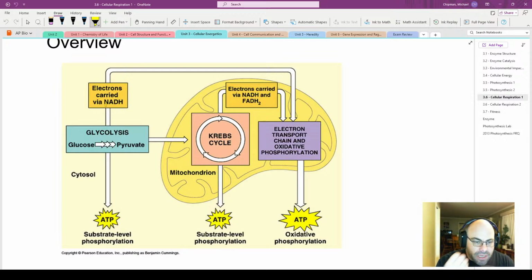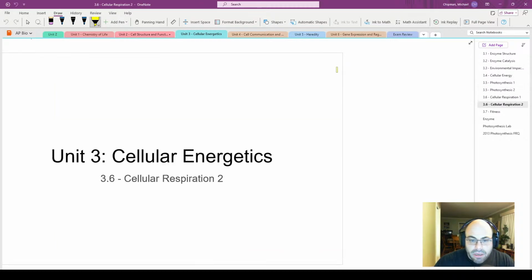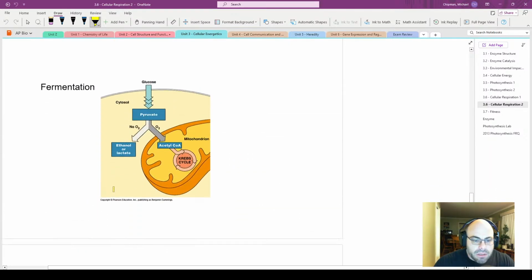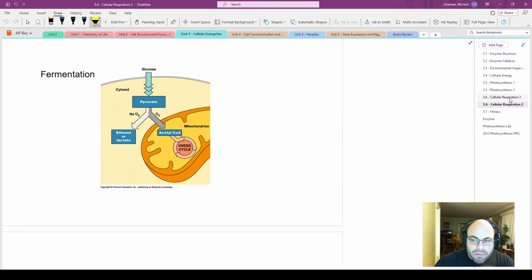Glycolysis happens in the cytoplasm, right? The thing about glycolysis is it doesn't require oxygen, and it happens in all organisms. Just look at this picture. What is glycolysis making? It's making pyruvate. Where's pyruvate going? It's going to the Krebs cycle, but only if there's oxygen. If there's no oxygen, it's not going to the Krebs cycle. It's going to go through fermentation, which is this whole other thing.